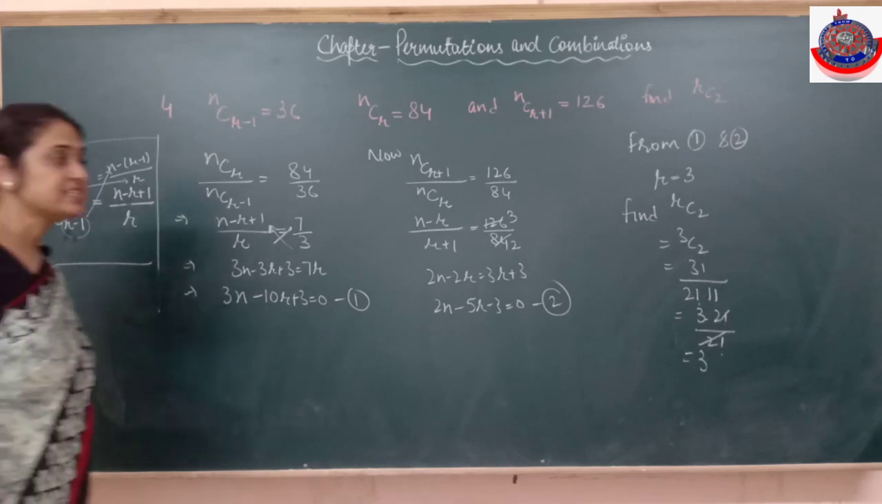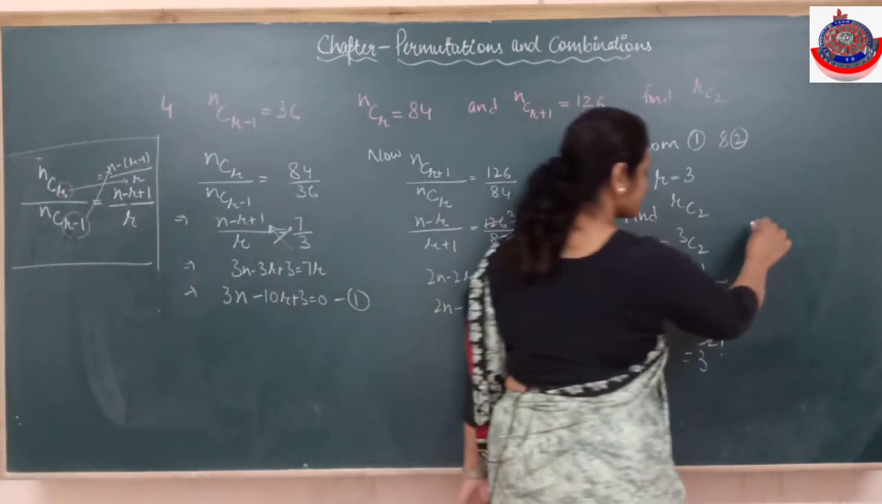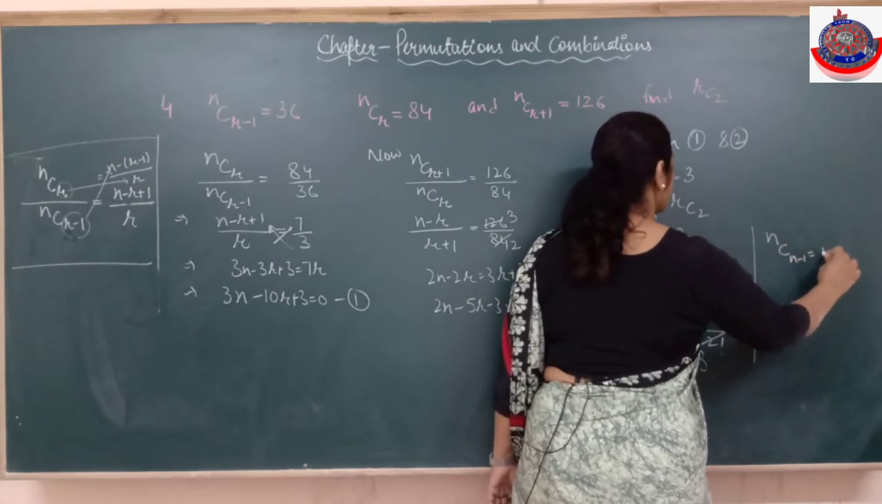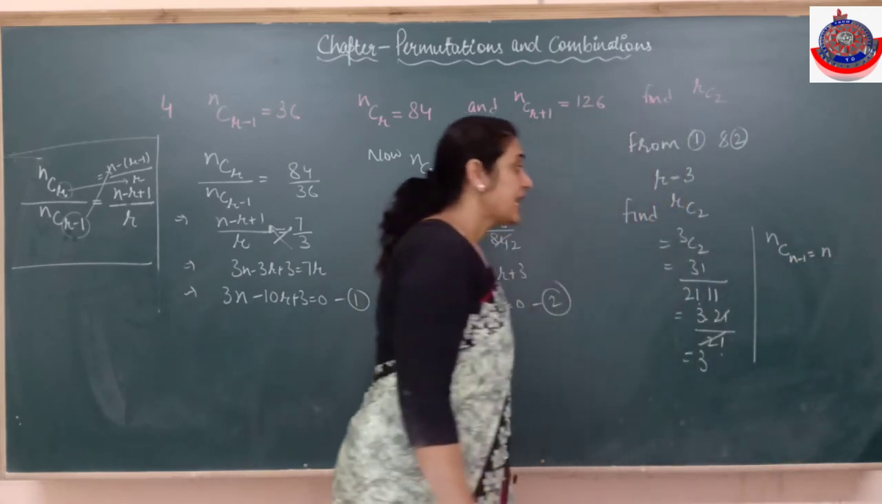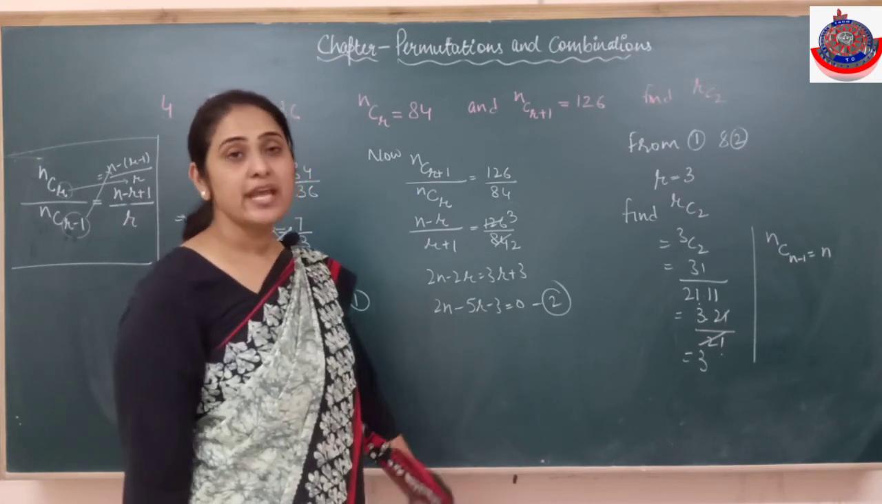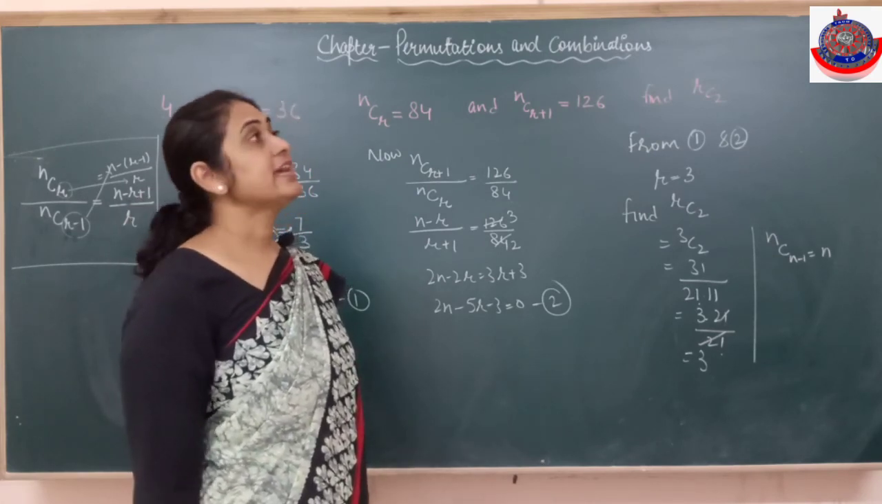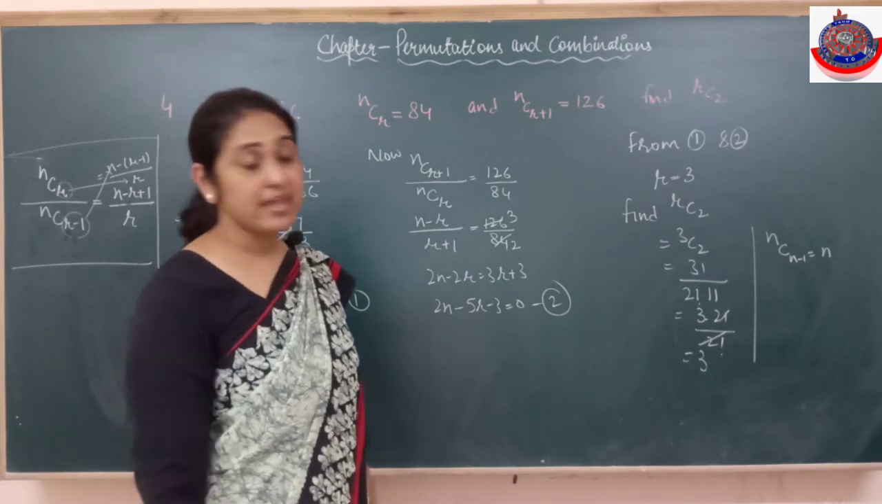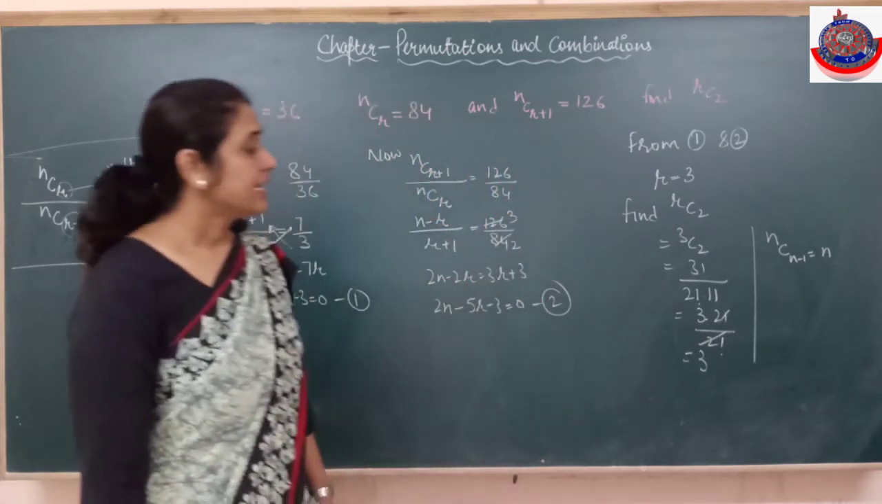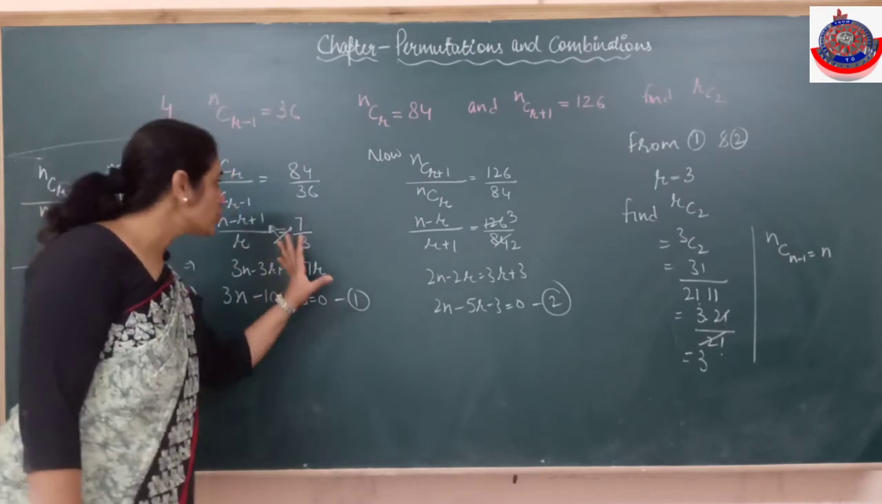So 3C2, it means if I solve, nC n minus 1 is always equal to n. If I say 4C3, that's going to be 4. Is it clear? I say 5C4, that's going to be 5. So nC n minus 1 is always equal to n. Is it clear? This is how we are going to use these theorems.